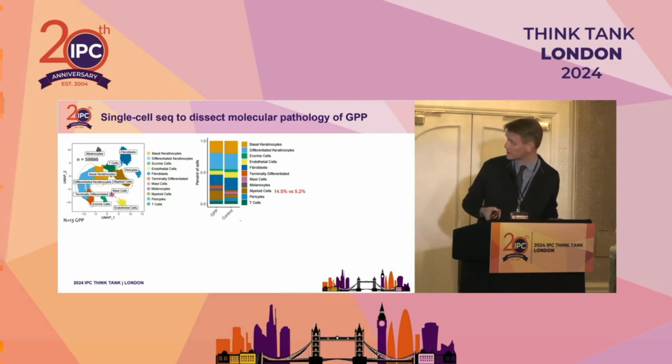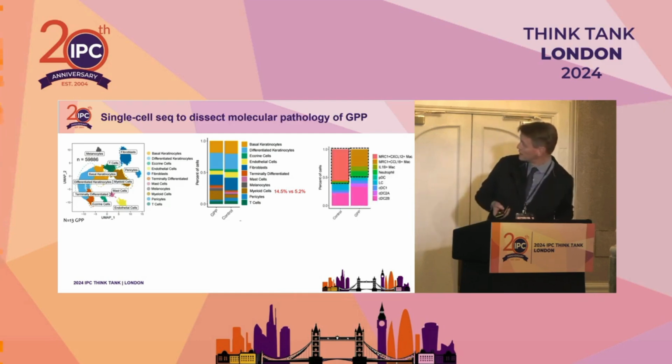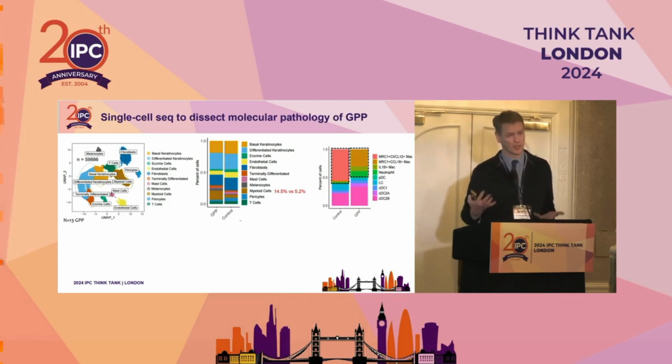You can see that there's a massive increase in the myeloid cells. And then you can look at individual subtypes of these myeloid cells to define which ones are the ones that are going up and which ones are going down, and where's the shift.